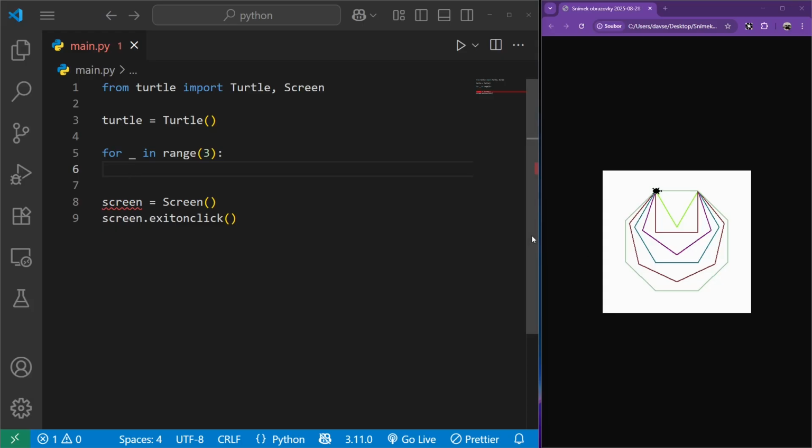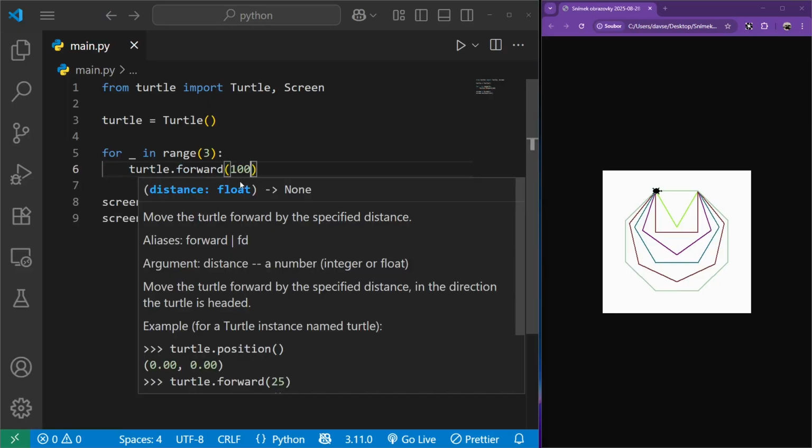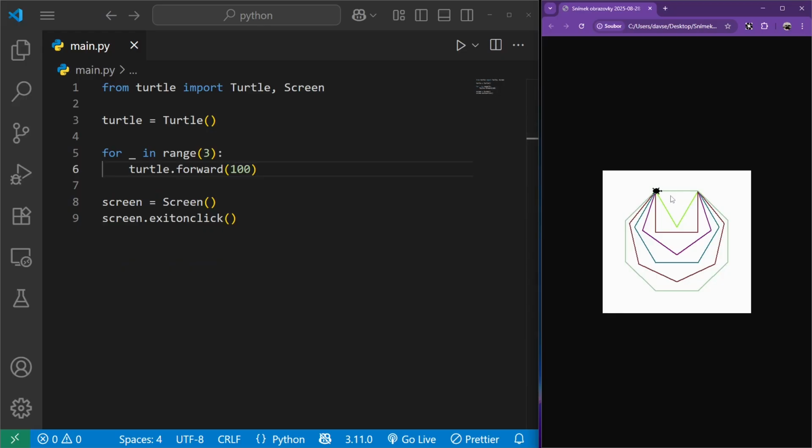And now I have the basic structure here already, okay? So import turtle and screen, create turtle, create screen, okay? And now I would like to take a turtle and go forward about 100, for example. So it means it's this, okay? It's 100, 100, 100. Perfect.